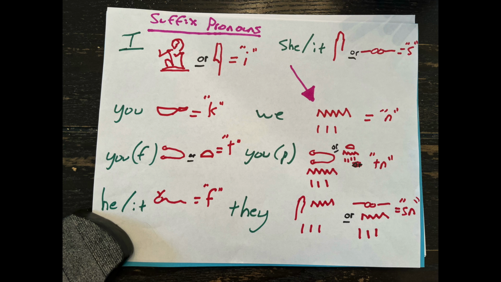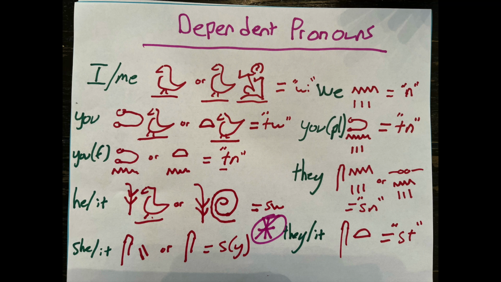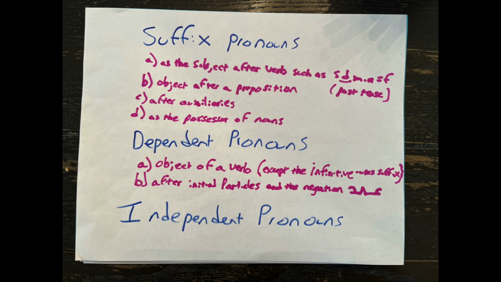All right, the last few weeks we've been talking about pronouns, and there's three different types of pronouns. We've been looking at the first type, suffix pronouns, which are the most common, and then dependent pronouns, which are dependent on the suffix pronoun. Well, I guess they're dependent on the verb. All right, and you've been either making flashcards or writing these down. We've been talking about the different ways both suffix and dependent pronouns are used, and in particular, dependent pronouns.